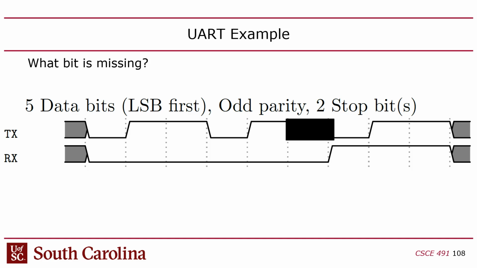And then in this case, I just sent a 0. I transmitted a 0, but because it's odd parity, I had to set the parity bit high so I could make the total number of 1 bits odd, because the data was 0, right? There's no 1 bits in the data. Okay?